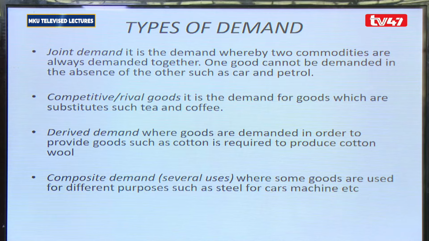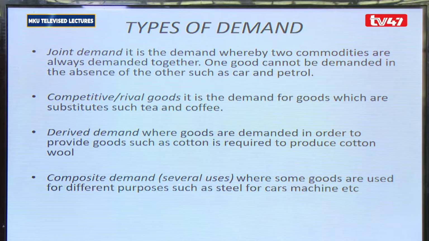For example, we talked about complementary goods. As long as you want to use your car, you must have a demand for petrol. Those are goods that are jointly demanded. There is no way you can demand one and fail to demand the other. If you want to use a pen, then it must have some ink. So all those create what we call joint demand.